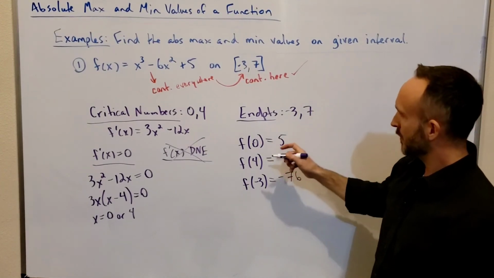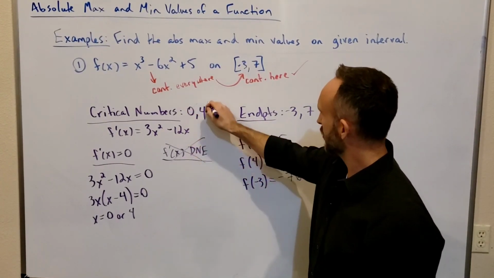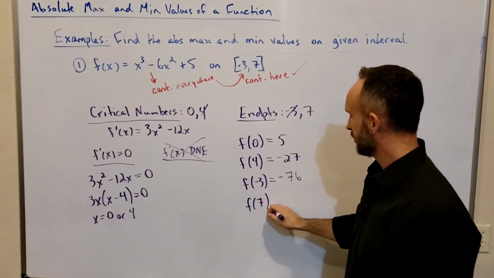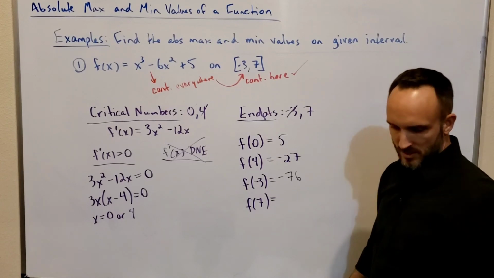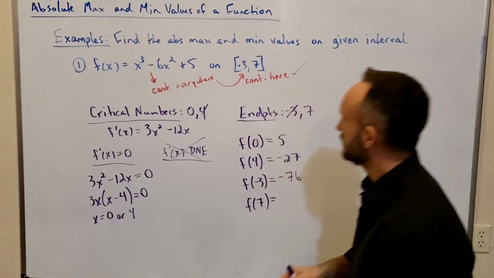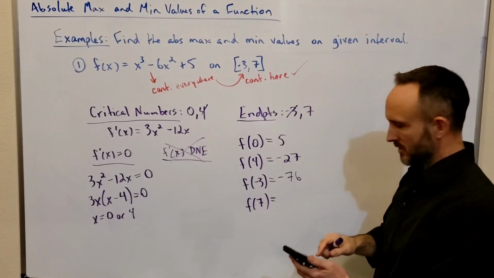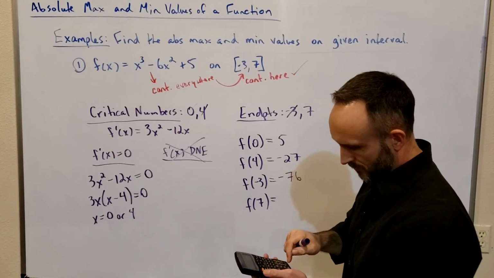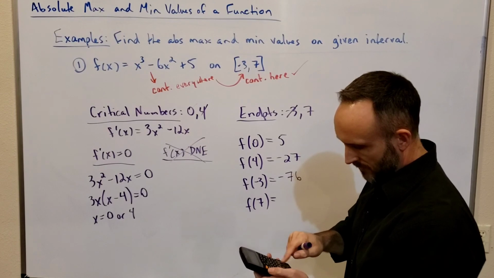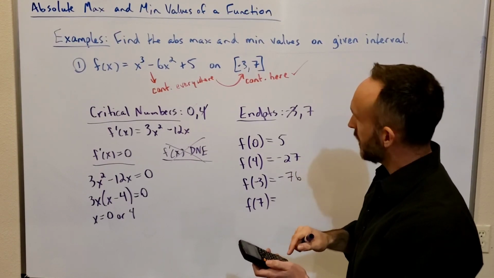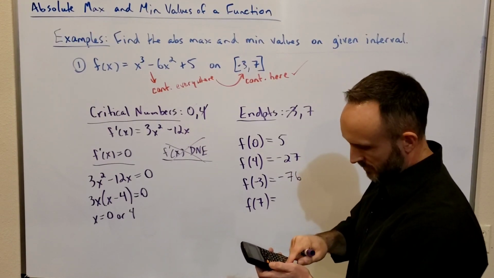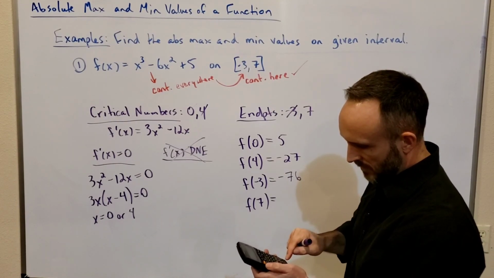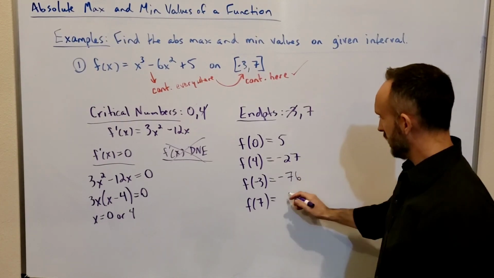And last, we've taken care of 0, 4, -3. Let's look at f of 7. This one I'm going to get the calculator out, just in the interest of time. So 7 to the third minus 6 times 7 squared plus 5 appears to be 54.